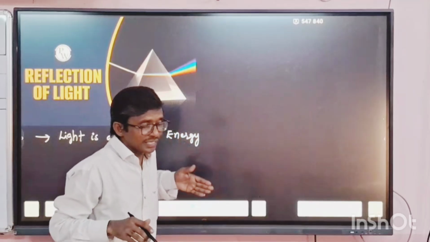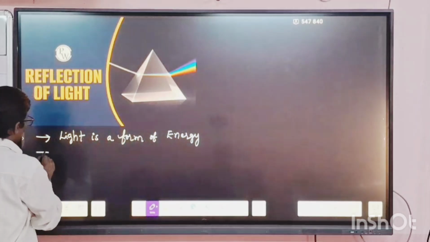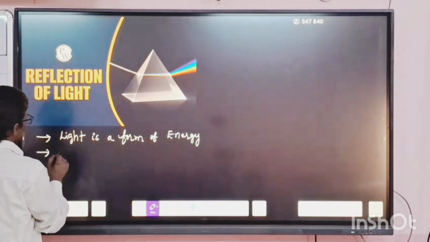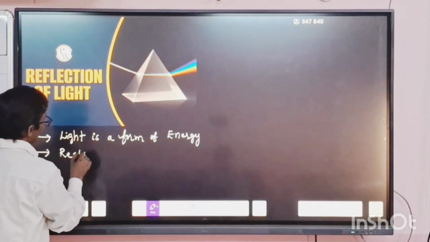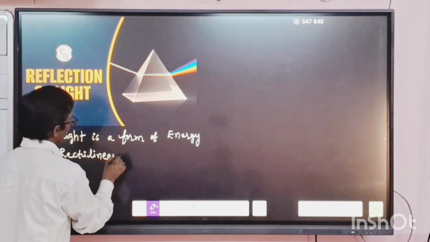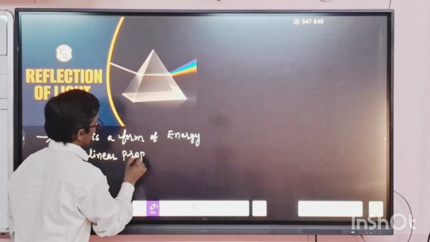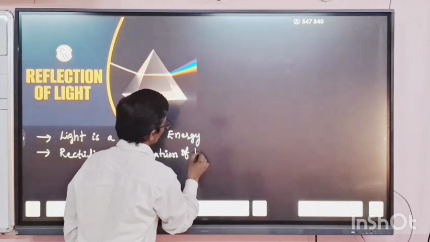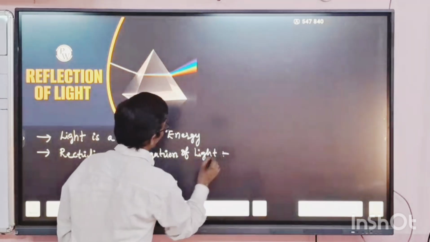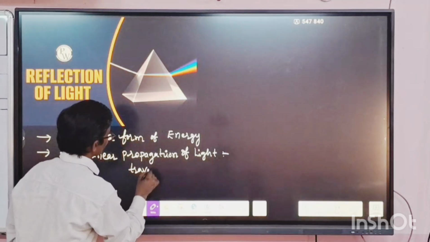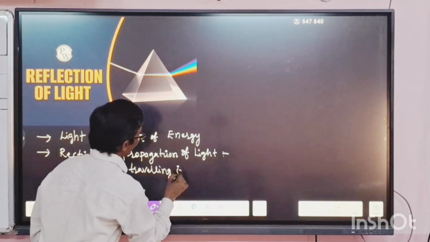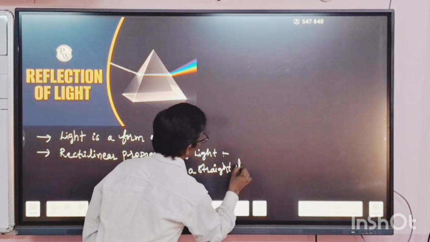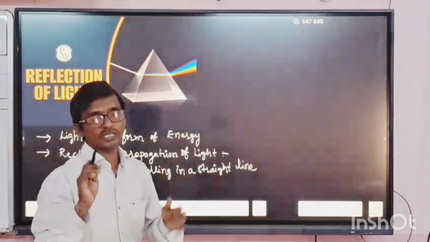When light travels in a straight line, that property of light is called rectilinear propagation of light. Light travels in a straight line direction. This property is called rectilinear propagation of light.